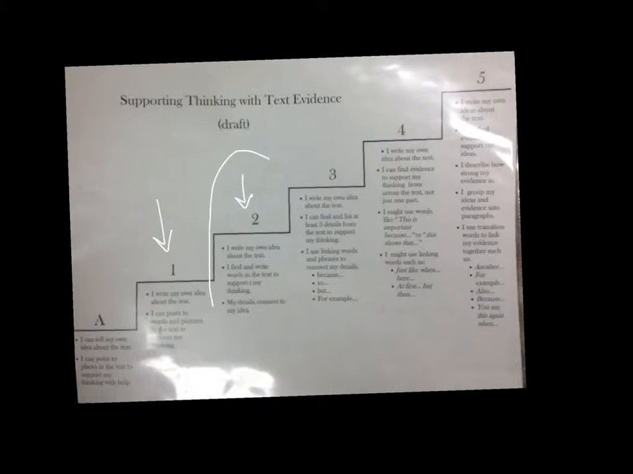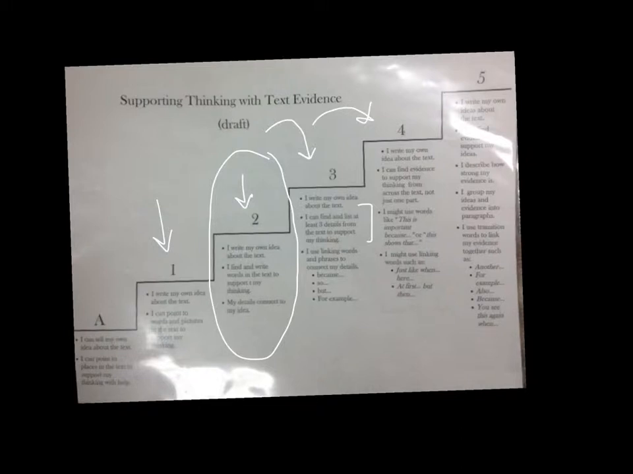Many of us are writing Stop and Jots about here. I would like us to improve our Stop and Jots and start writing at a level 3 or 4. Level 3 says I write my own idea about the text. I can find and list at least 3 details from the text to support my thinking. I use linking words and phrases to connect my ideas: because, so, but, and for example.